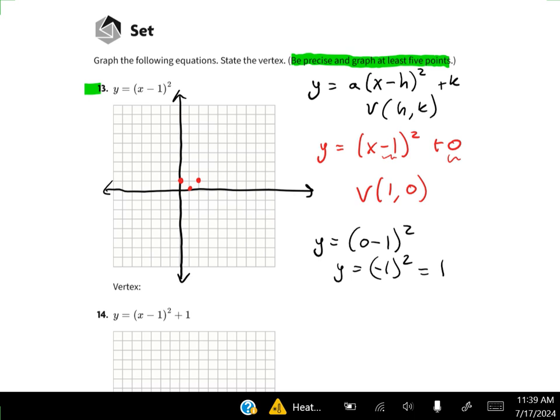If we were to plug in -2 for x, or sorry, -1 for x, we could get y equals (-1 minus 1) squared. So that's going to be y equals (-2) squared, so y equals 4. So at x equals -1, y is going to be equal to 4, so that's going to be right up there. And it's going to be symmetrical here, so there's going to be another point over there.